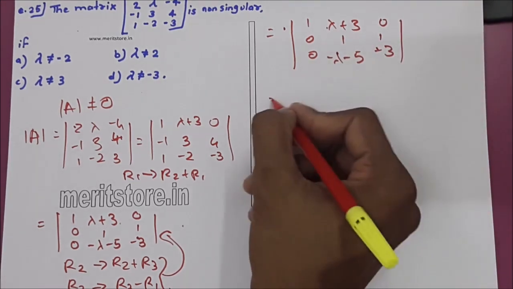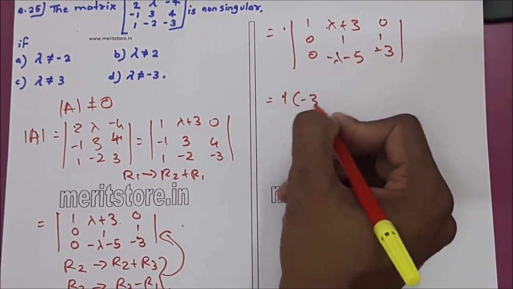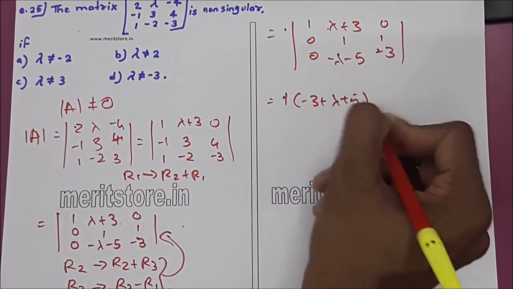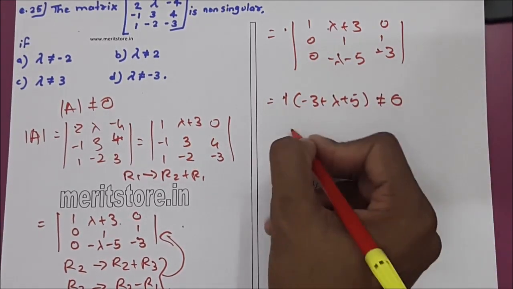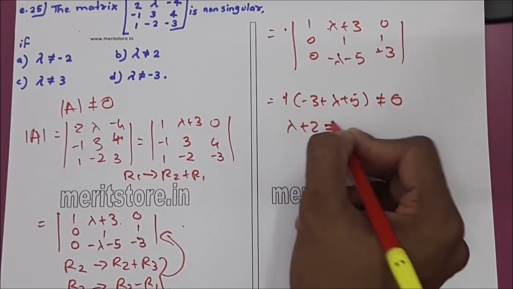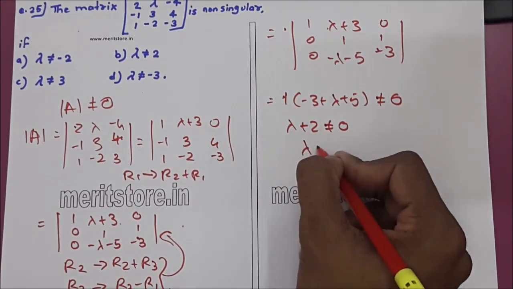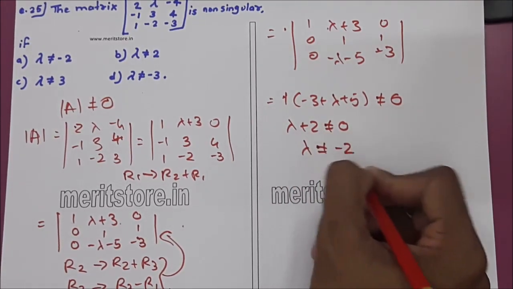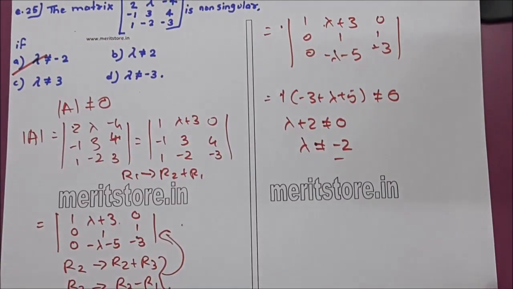So we solve this for lambda: 1 times minus 3 plus lambda plus 5 not equal to 0, which we get as lambda plus 2 not equal to 0, therefore lambda is not equal to minus 2, which is option A. Option A is the correct answer.